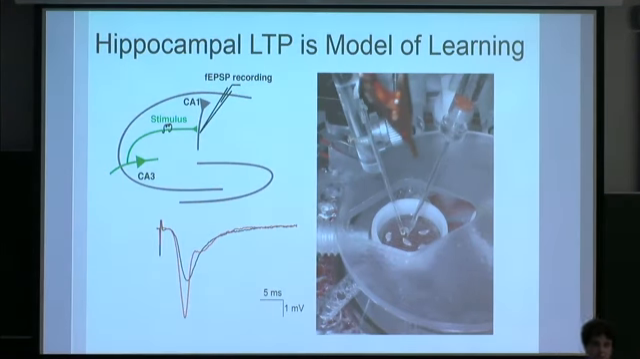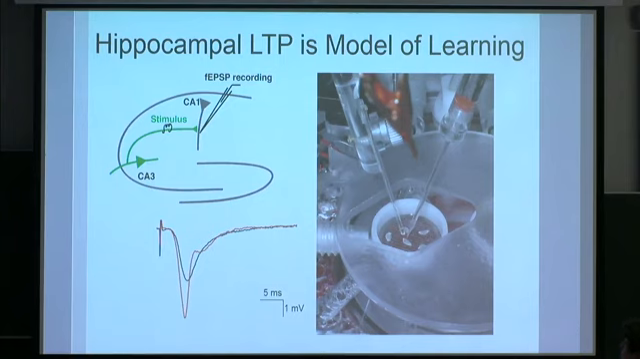The most commonly studied form of synaptic plasticity is in the hippocampus. It's hippocampal long-term potentiation. And so I'm going to be talking about some results of these experiments and how we're trying to model them to understand some of the results. So I just wanted to show you the setup. These are tiny little brain slices from a mouse hippocampus, which sort of looks like this.